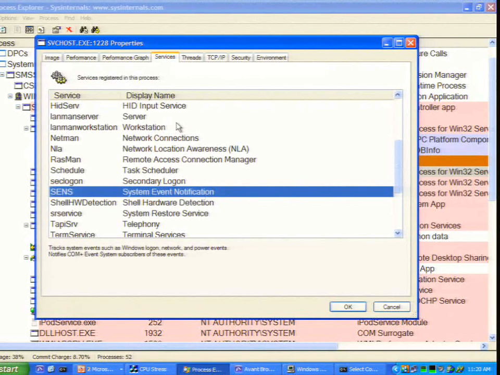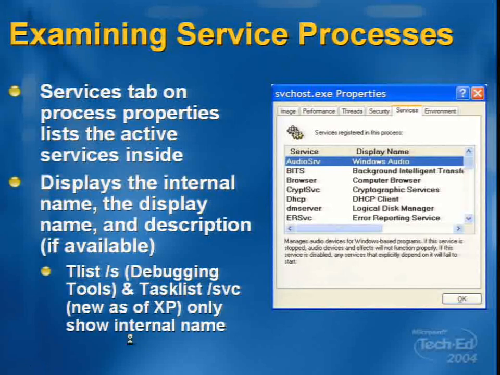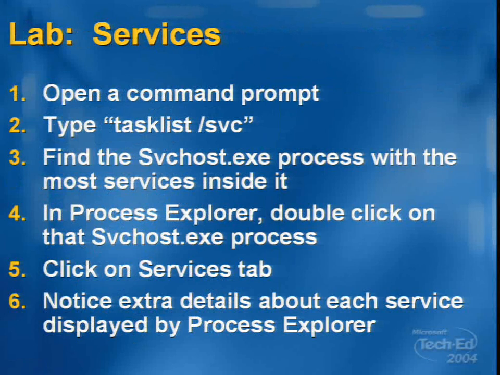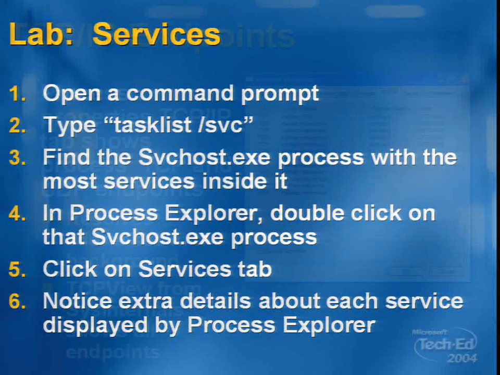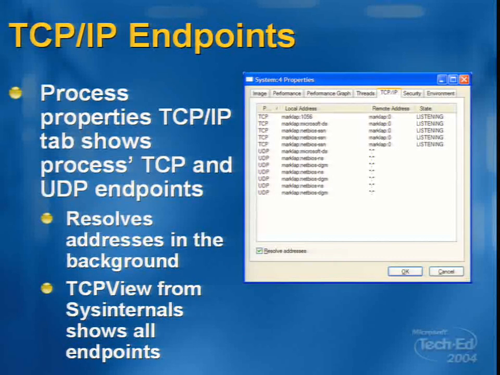But you also see, when you select one of these, down here in the bottom is the description of the service. So what does that do? It tracks system events such as Windows Logon, Network, and Power Events, and notifies COM+ event system subscribers of these events. All of this information, by the way, is stored in the registry, and it's directly accessible through the Service Control Manager API. So it's up to the person that wrote the service to provide this additional level of information. Process Explorer simply displays it for you. We're going to come back to looking at services when we talk about CPU counting, because that's a good example of how to troubleshoot these things.